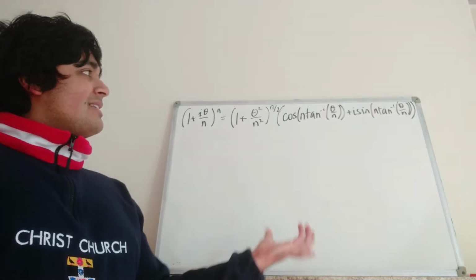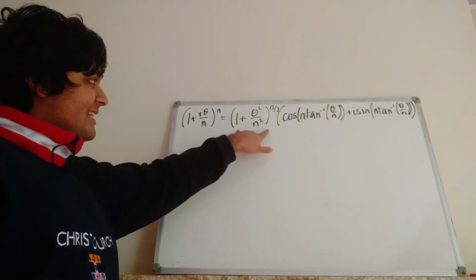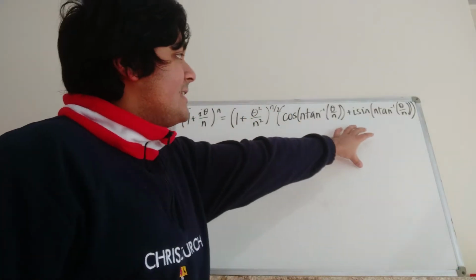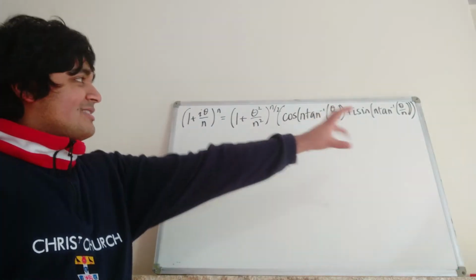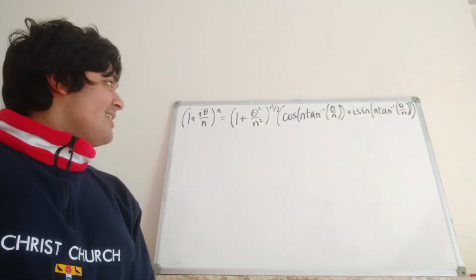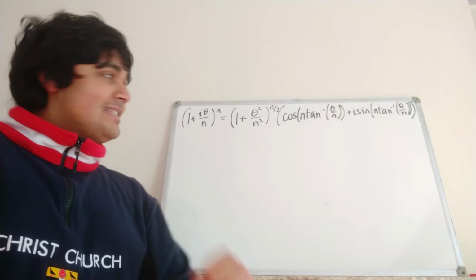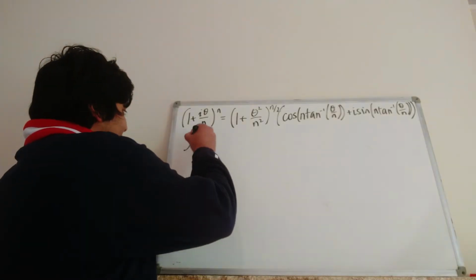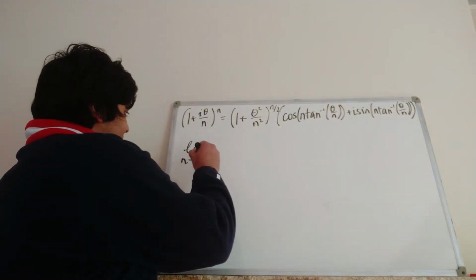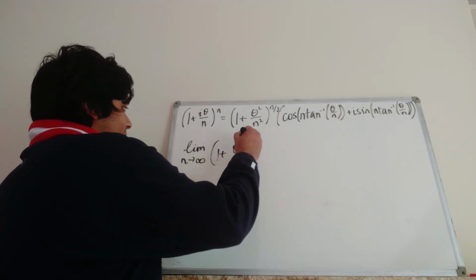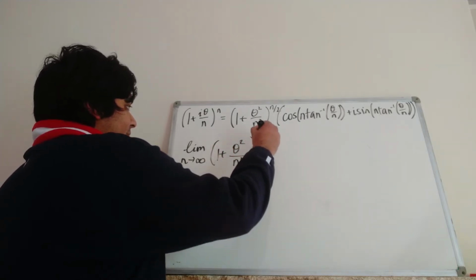So let's work out the limit as n goes to infinity of the magnitude, and then work out the limit as n goes to infinity of this cos something plus i sine something term. Okay, so let's do this thing here, which is a bit easier. We see that the limit as n goes to infinity of 1 plus theta squared over n squared to the power of n over 2.